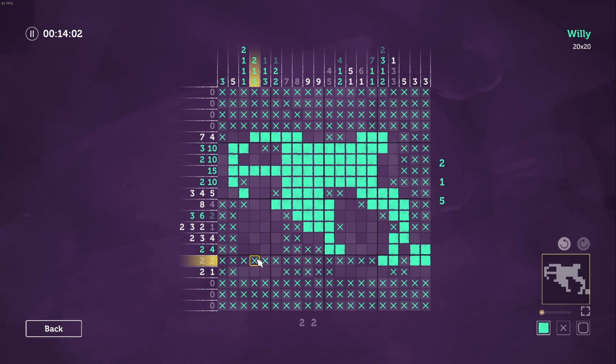This 2, 4 clue. These must be the 4 grouping, and this is the 2 grouping already done.